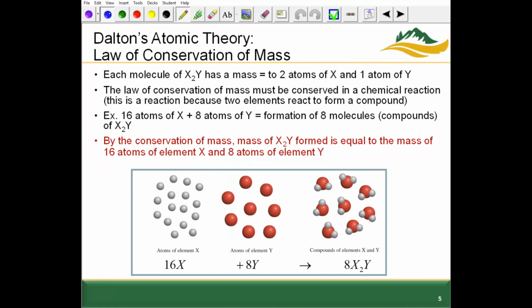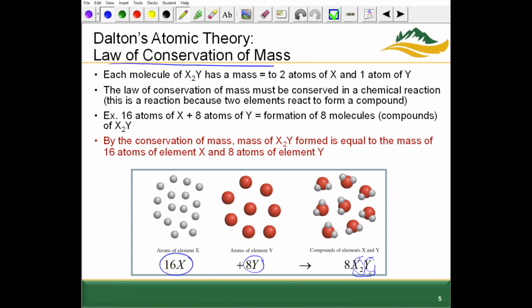More on this point for Dalton's atomic theory, so this law of conservation of mass that was mentioned. To see an example of this, if we have 16 atoms of X, and 8 of Y. Let's say they come together to form a compound of X and Y. So they contain 2 different elements. So that's definitely a compound. When these come together, they're in the ratio of 2X to 1Y.